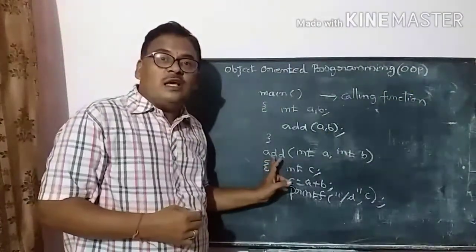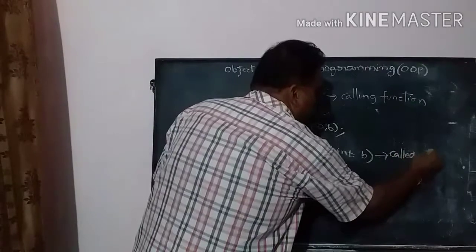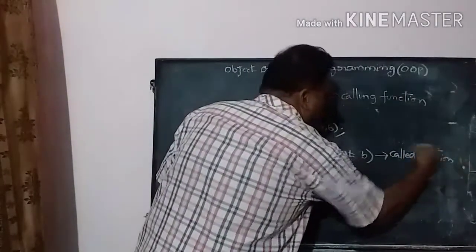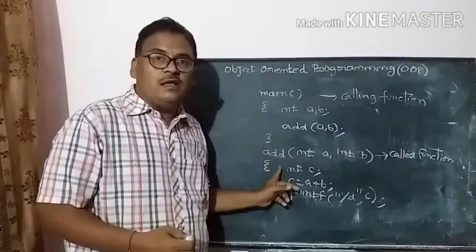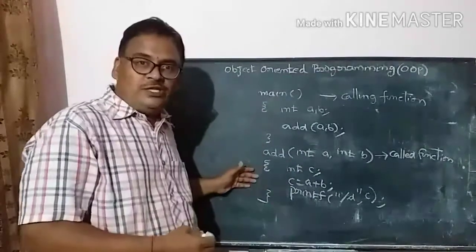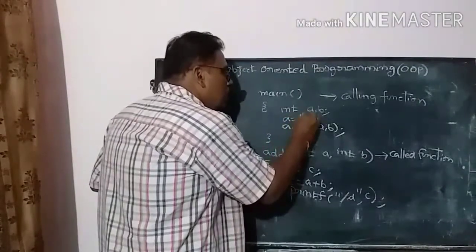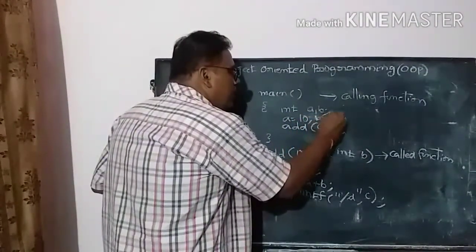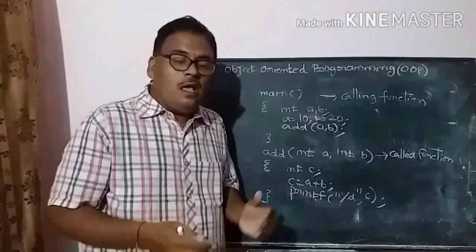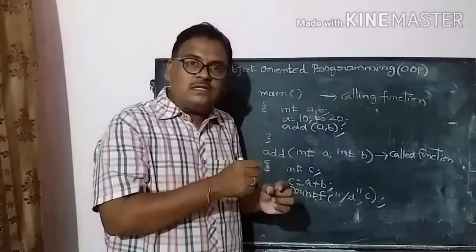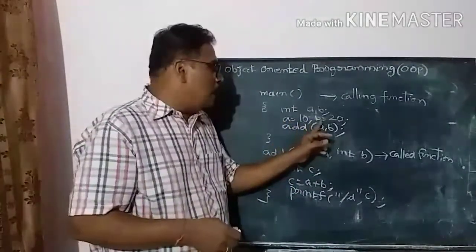And what about the add function? Absolutely right, it is the called function. So here the main function and add function are user defined functions, defined outside the main function. Here I assigned a equal to 10 and b equal to 20. This is what we call initialization. What do you mean by initialization? Assigning values directly to variables is called initialization. Here a is assigned 10 and b is assigned 20.